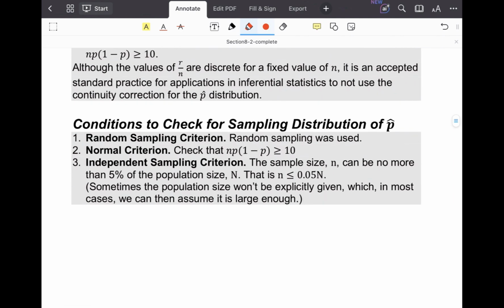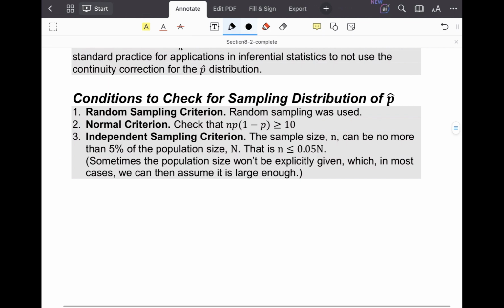Okay, now one other thing with this normal criterion: if that criteria is not met, then we have to use the binomial distribution instead. So you'd have to go back to that stuff that we did in chapter 6, I think it was. In chapter 6, the binomial distribution, you'd have to use that distribution if N times P times 1 minus P is not greater than or equal to 10.